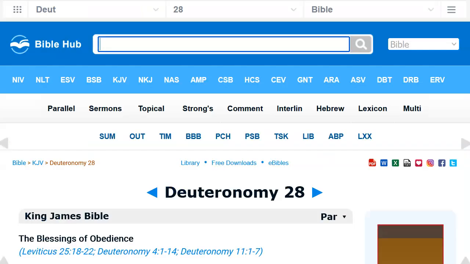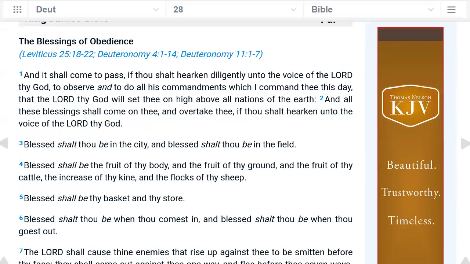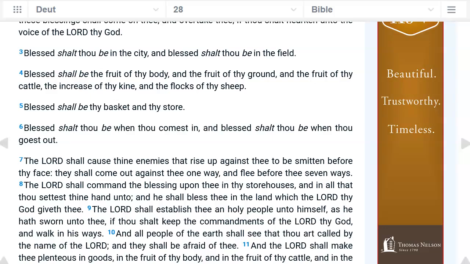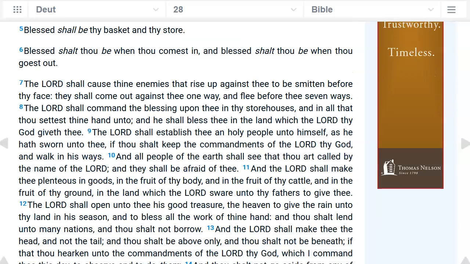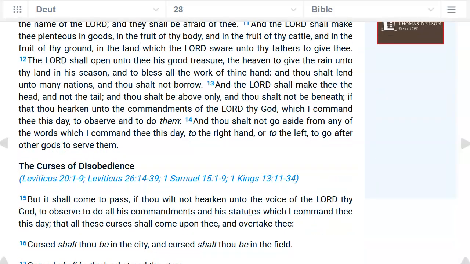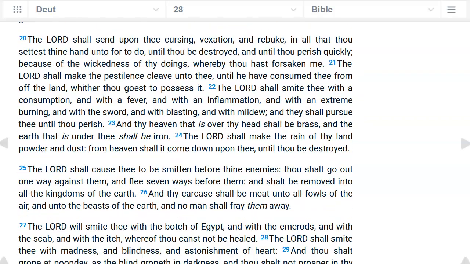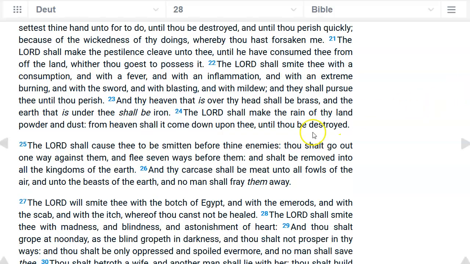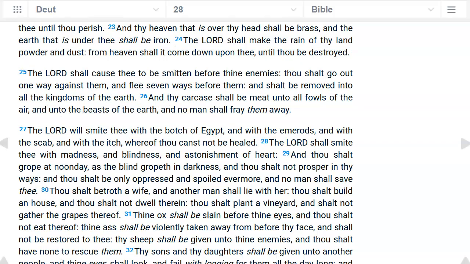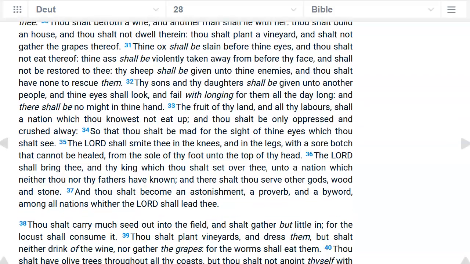Now let's just go to Deuteronomy 28. You know why we go to Deuteronomy 28 all the time? I know people get sick of this chapter being brought up, but it's important. And let me show you why. First, I don't know the exact verse that I want to start with, to just show you why it's important.